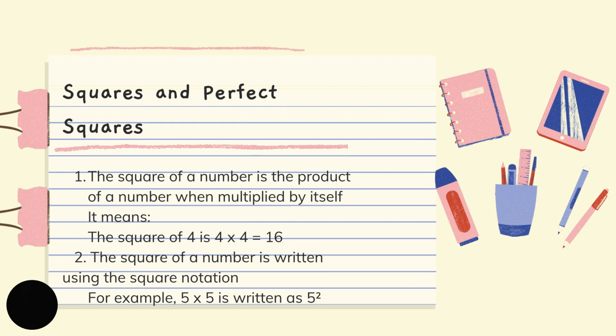Now let's look at squares and perfect squares. The square of a number is the product of the number multiplied by itself, which means the square of 4 is 4 times 4 equals 16. The square of a number is written using square notation. Like 4 multiplied by 4, you can write as 4 squared. 5 multiplied by 5 is written as 5 squared.